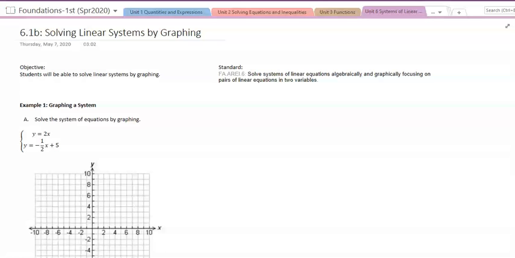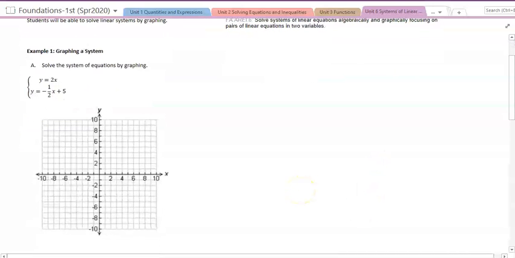Hey there, we're going to look at 6.1b today, finishing off our 6.1 lesson, and this will be on solving linear systems by graphing. We're going to take a quick look at three examples today on how to graph these systems and find their solutions. We're not even doing any word problems today. We're going to save those until next semester, in intermediate algebra. We're just going to look at the bare bones of graphing these systems and getting them solved.